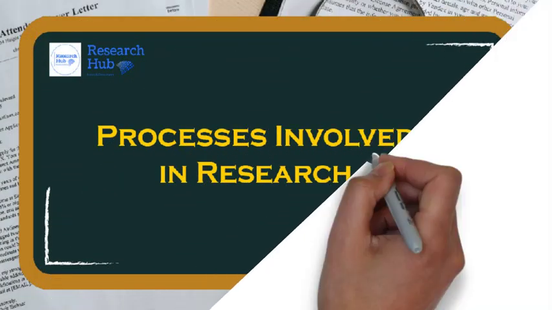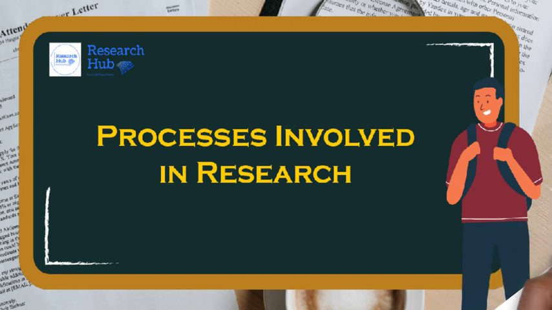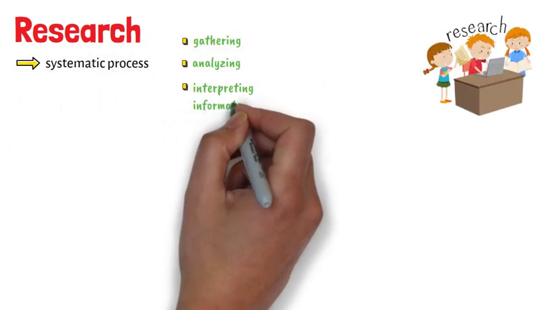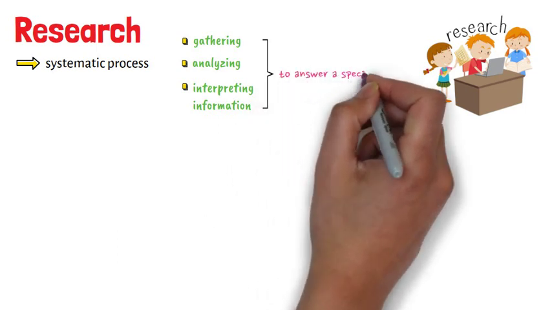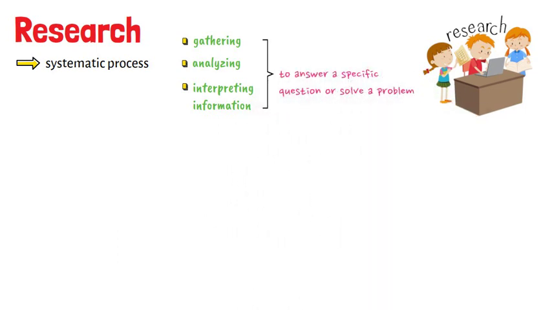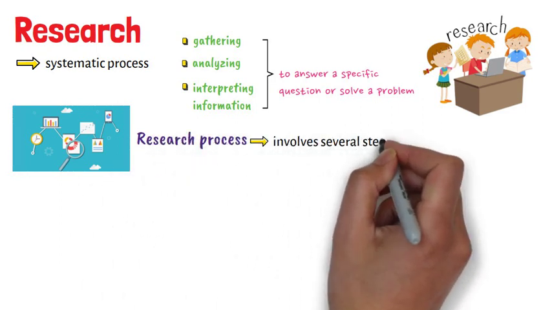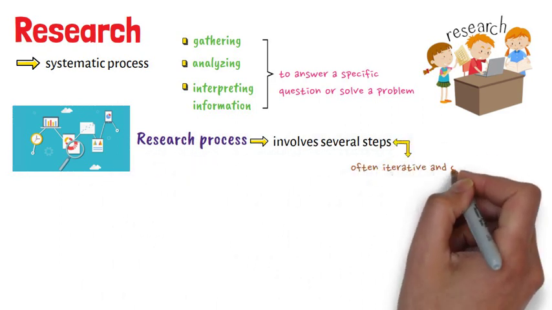Processes involved in research. First of all, research is a systematic process of gathering, analyzing, and interpreting information to answer a specific question or solve a problem. The research process involves several steps, which are often iterative and cyclical in nature.